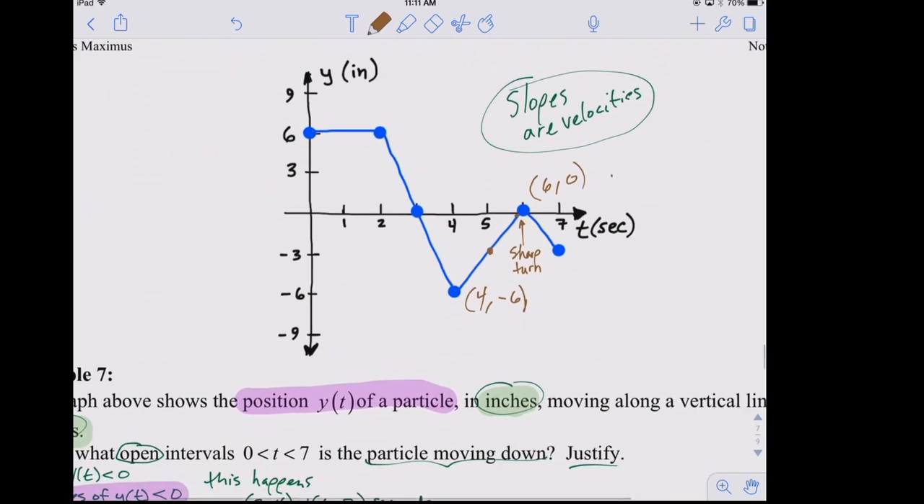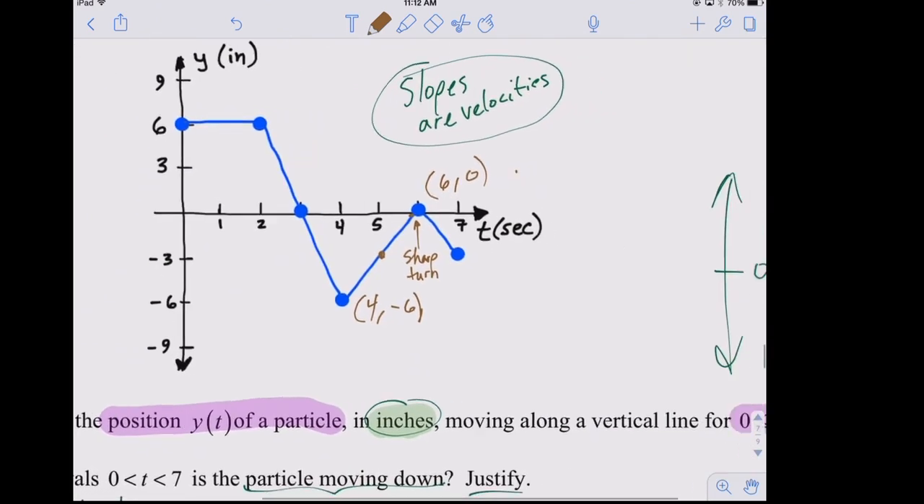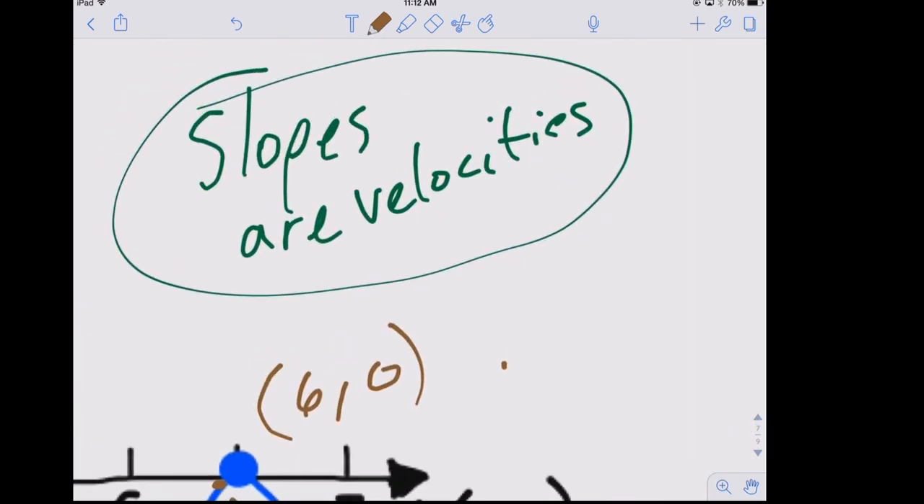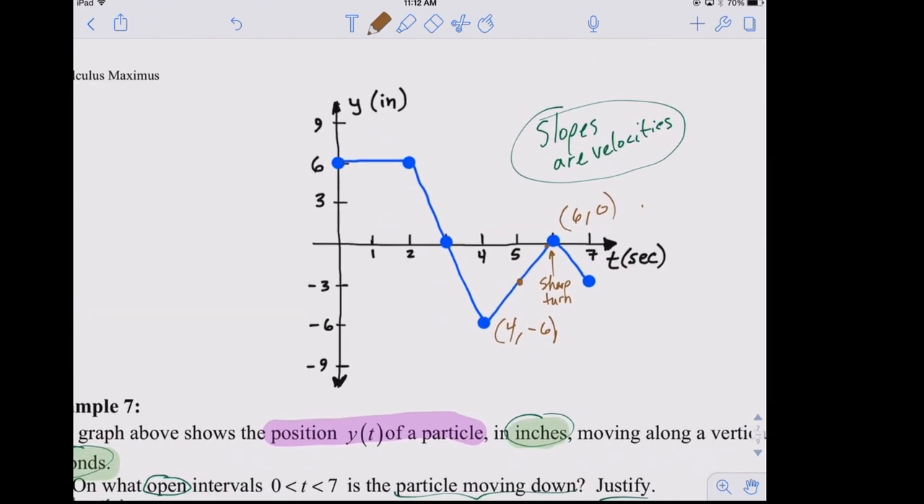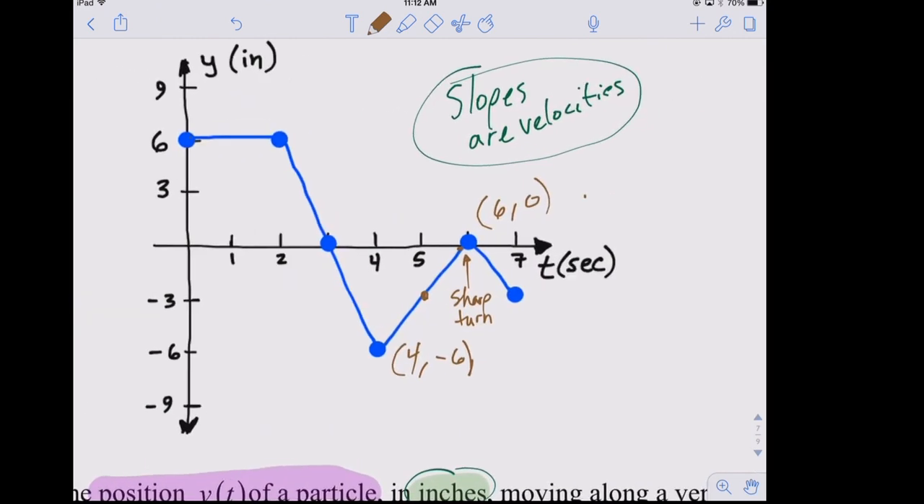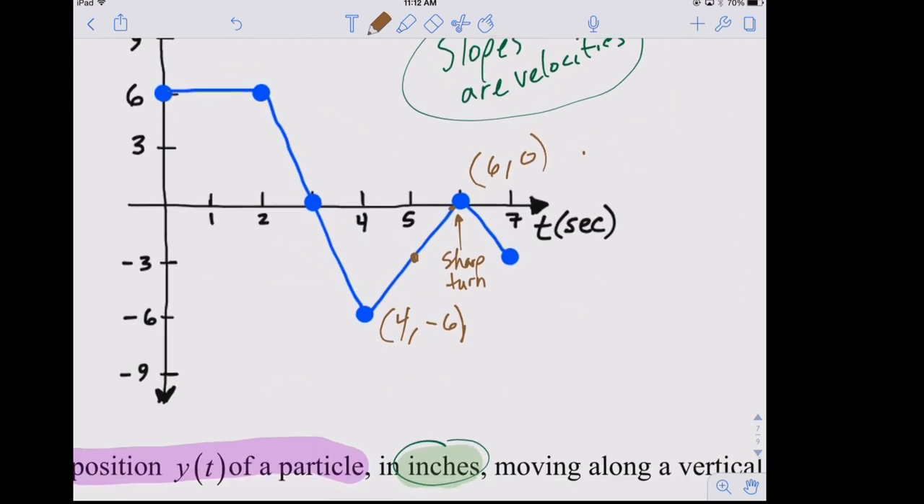Speed. We haven't talked about that. We said that the slopes are velocities. What are the speeds? The absolute value of velocities. So it's the absolute value of the slopes. So the greatest speed, let's go ahead and write that down here. The greatest speed on this graph is going to be where the graph is the steepest, right? Now it could be the steepest in any direction, with a positive or a negative slope.